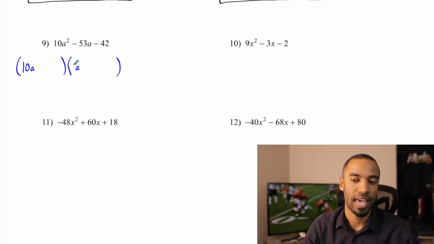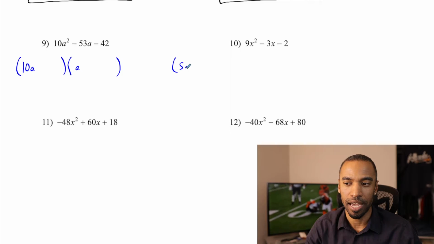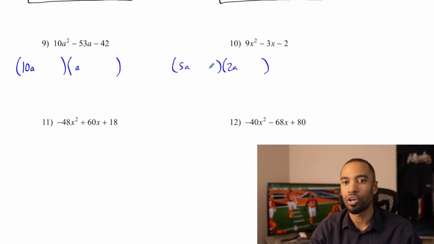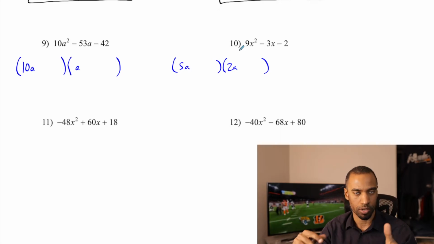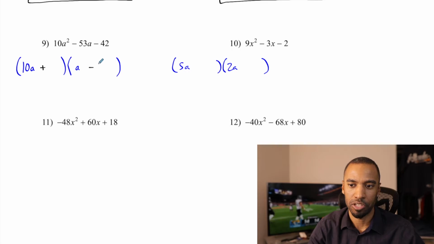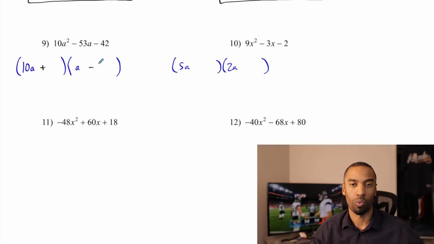So I'm going to try 10 with 1 here. There's a possibility, guys, that it could have been some sort of 5a with 2a. Just keep that in mind. It could have possibly been this. And this is where you can do some testing. Now, because of the negative product, we are going to have some sort of form of plus and minus. Are these in the right spot yet? We don't know. We're going to have to play with it.